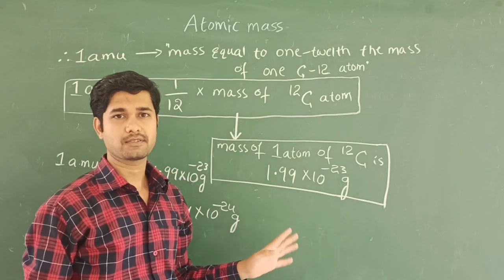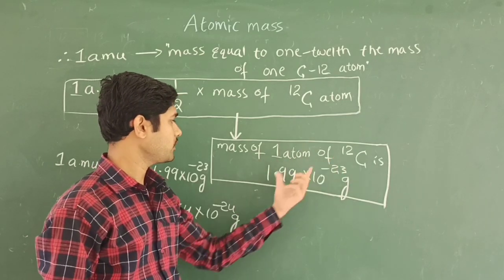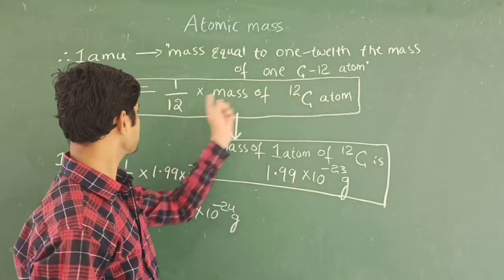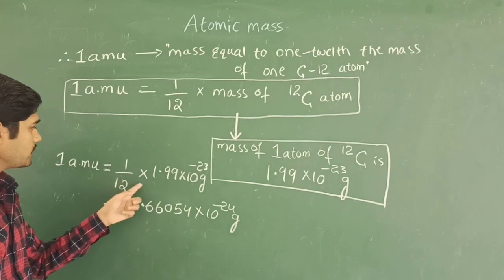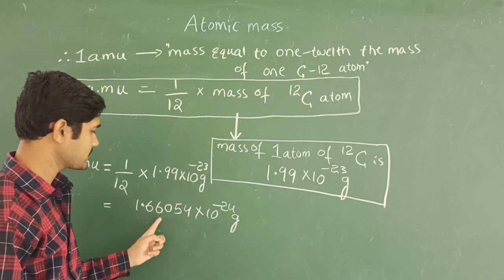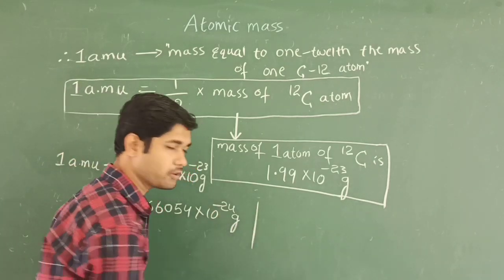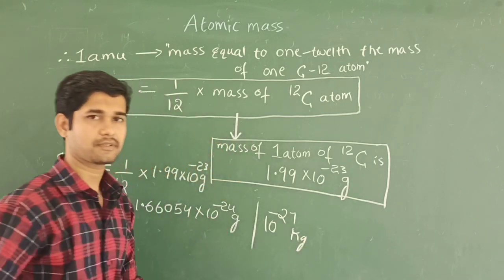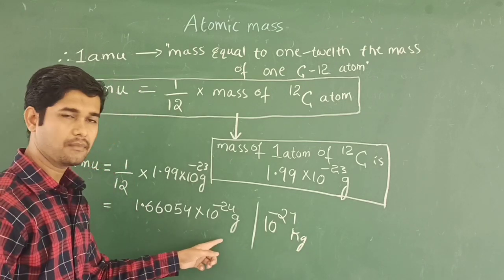The mass of one atom of carbon 12 is equal to 1.99 into 10 raised to minus 23 gram. Scientists have done experiments, and after experimental values, they concluded this value. Now you substitute this value here: 1 by 12 into 1.99 into 10 raised to minus 23 gram. After calculation, it is 1.6605 into 10 raised to minus 24 gram. Or in kg, it becomes 10 raised to minus 27 kg. The only difference is that kg is 1000 grams, so you can write it in gram or in kg.